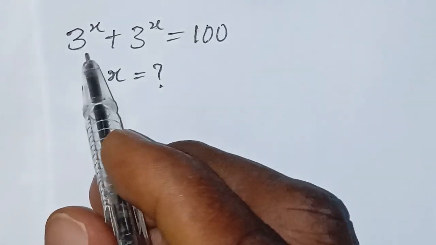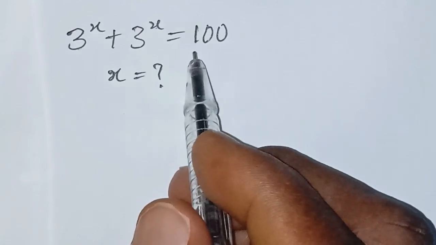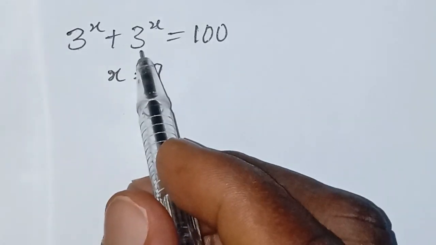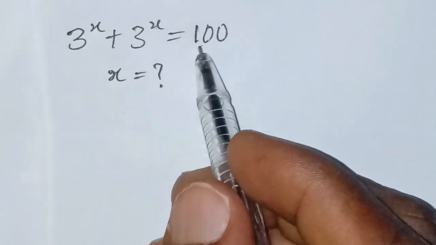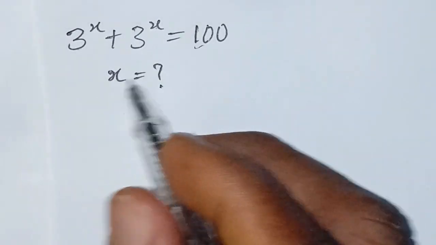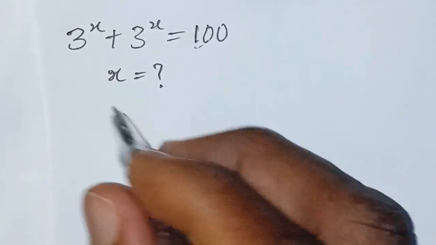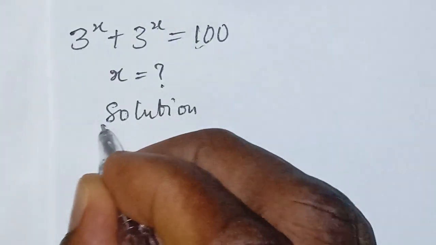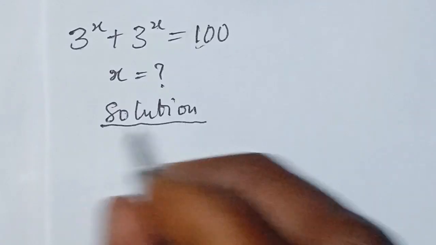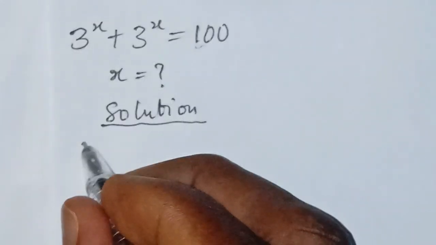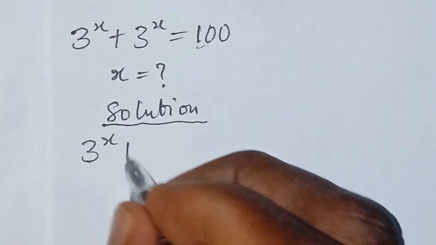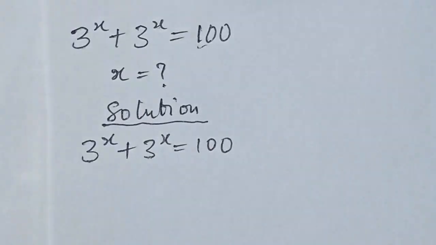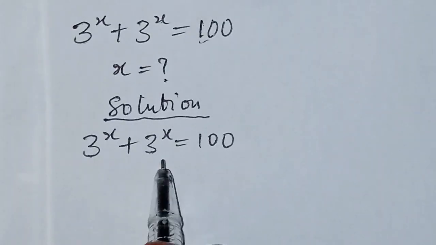We want to solve this nice algebraic expression: 3 raised to power x plus 3 raised to power x equal to 100. We want to solve for the value of x, so we have the solution. The first approach is to have our question written first. So we want to solve for x.